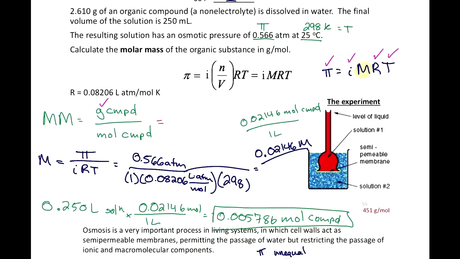So grams of compound given already, 2.610 grams of compound over the mole amount we just calculated, 0.0058786 moles. And so you get, there's your gram per mole value. It's somewhere around 450 grams per mole, right? And so we were able to get that by knowing the mass of your solute and measuring its osmotic pressure.